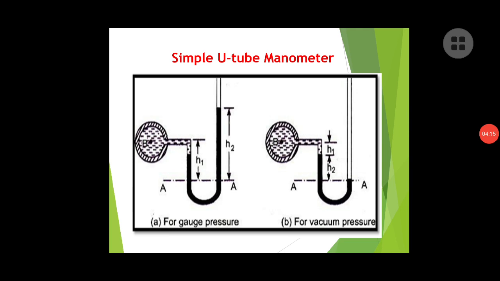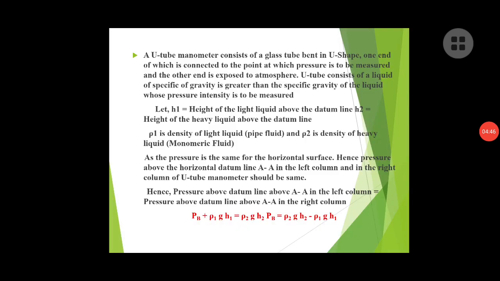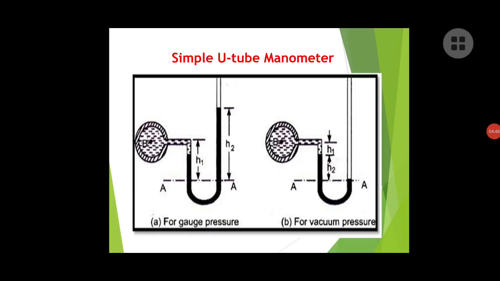Next is the simple U-tube manometer, which is shown in two figures. The first is for gauge pressure, and another is for vacuum pressure. In the simple U-tube manometer, one end is connected to the pipe whose pressure is measured and the other is free to atmosphere. So let's see the vacuum pressure. It consists of H1 and H2, the left limb and right limb.